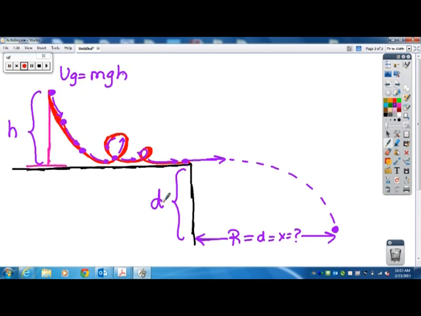You also need to know the height of your table from where you're launching it, because you're going to be using the range and the height of the table to figure out how fast the ball was going right at the edge of the table before it was launched off from the table.